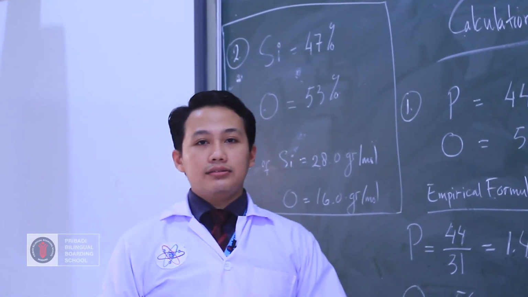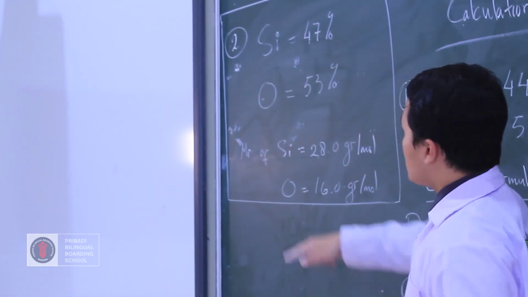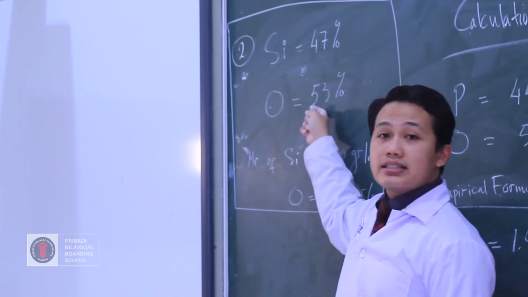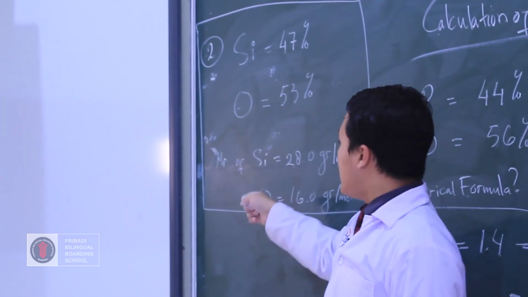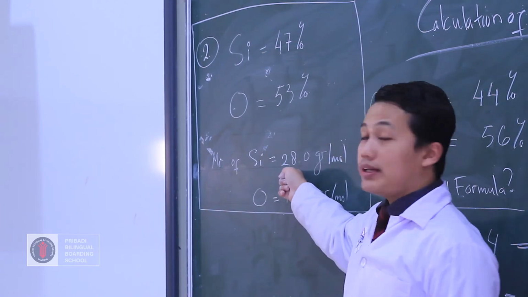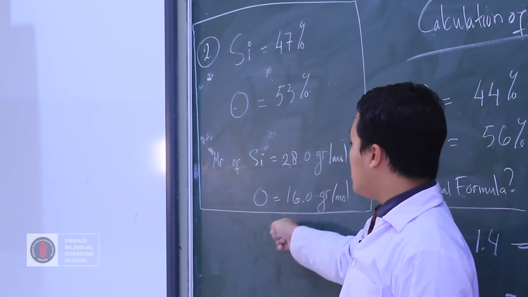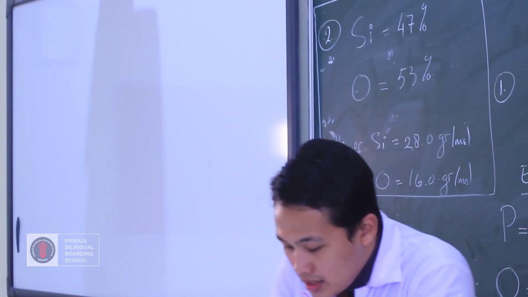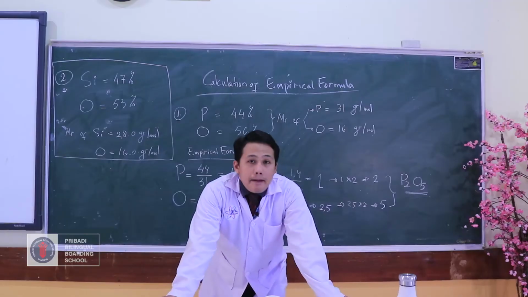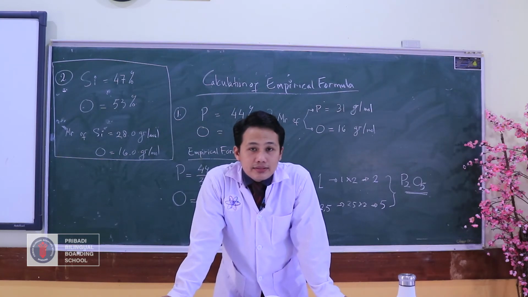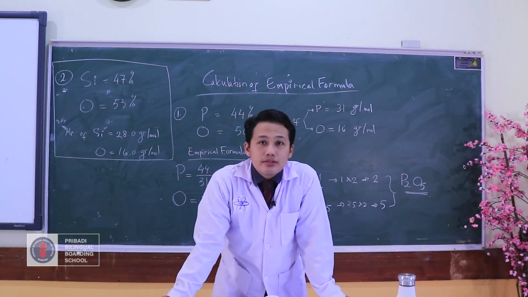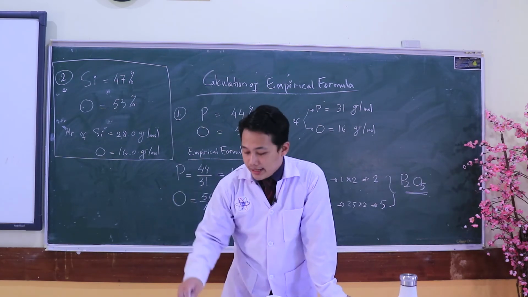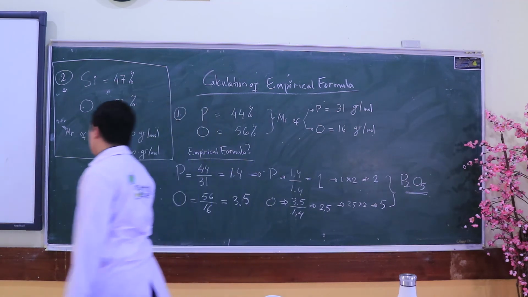Okay, now please try to pause the video right now. Okay, try to solve these questions. So Si has 47%, and then oxygen has 53%, and then the molecular mass of silicon is 28 gram per mole, and then the oxygen is going to be 16 gram per mole. Okay, so now please stop the video right now so that you can try to calculate the empirical formula of this compound.